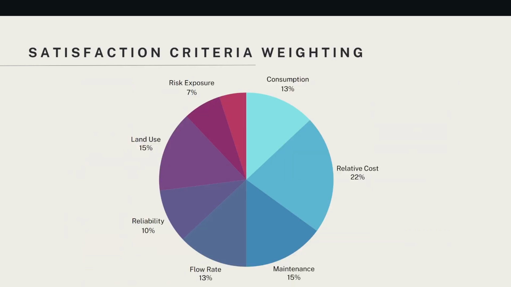These are the weights associated with the satisfaction criteria. As you can see, cost and maintenance are the most important to our stakeholders, followed by flow rate, land use, and consumption, with the rest of the criteria trailing behind.